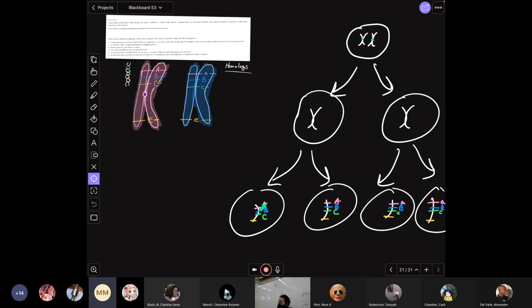So that's what we call gene linkage. That is what gene linkage is, that the genes are close together on the same chromosome.